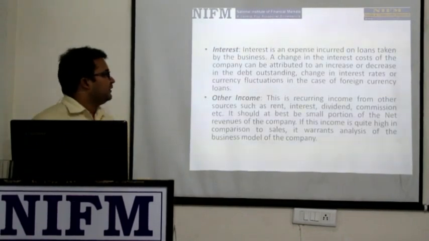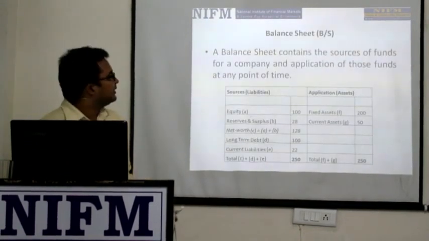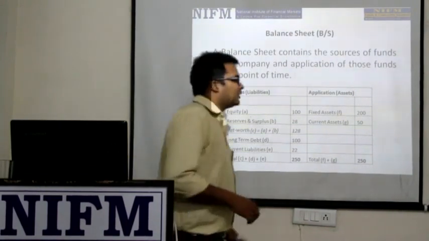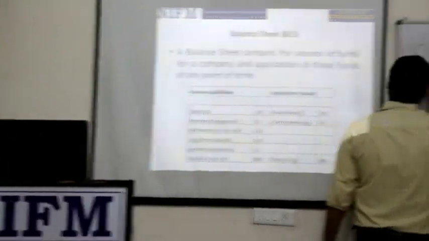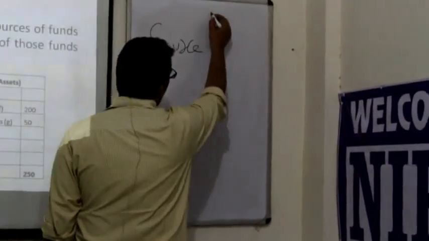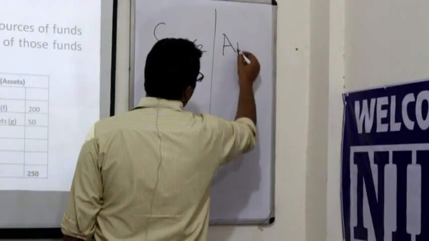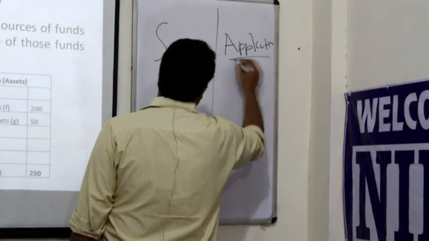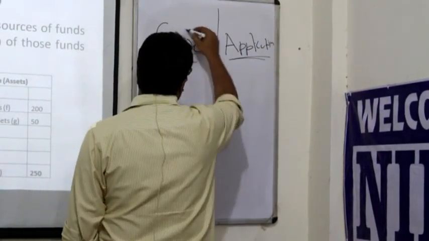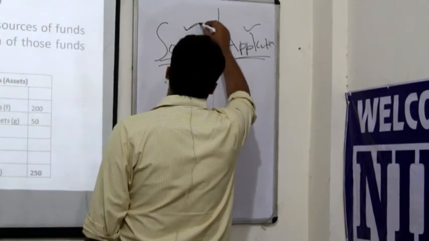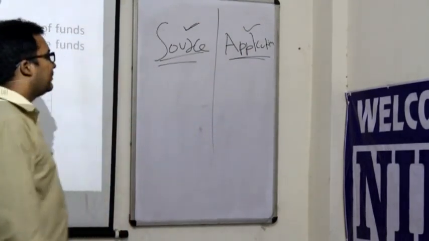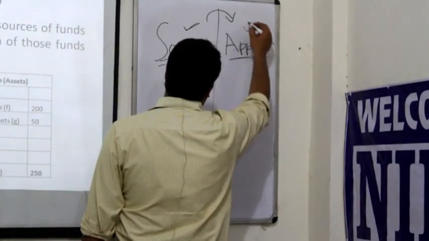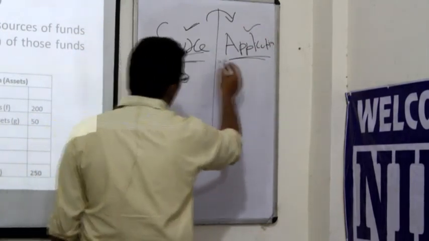Now after the P&L, we'll come to another important statement called the balance sheet. The balance sheet contains the sources of funds for a company and the application of those funds. So there are two items: one would be the source of funds and the other would be the application of funds. As the name says, the source is where the money has been taken from, and the application is where the money has been applied in this particular format. So sources and application.